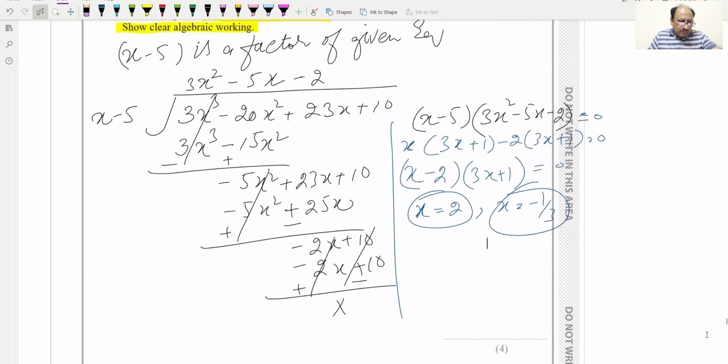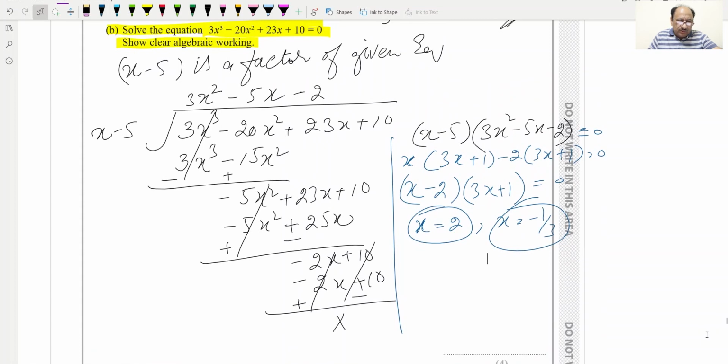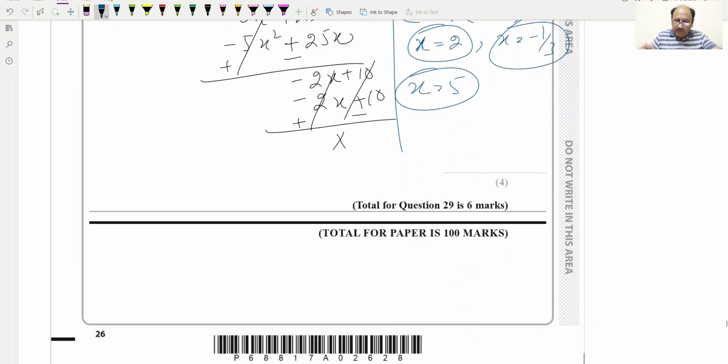So they are saying solve the equation, so from here we will get x is equal to 5. So these will be the three solutions which we can provide. One will be 2, the other one will be 5, and minus 1 by 3, and this is the 4 mark question which we have done with.